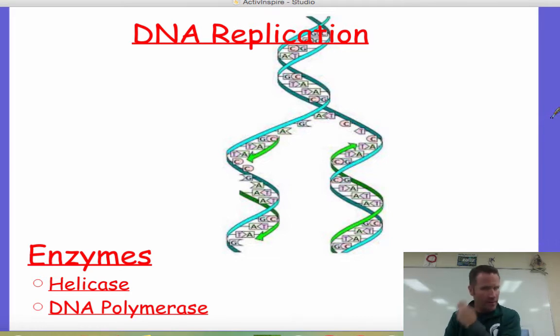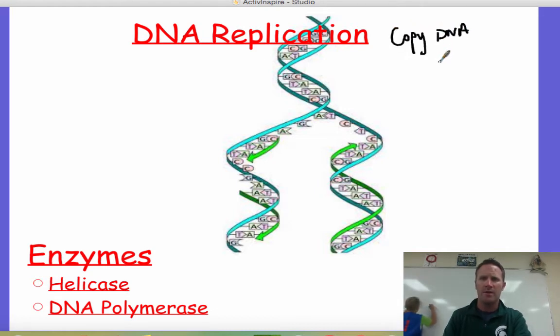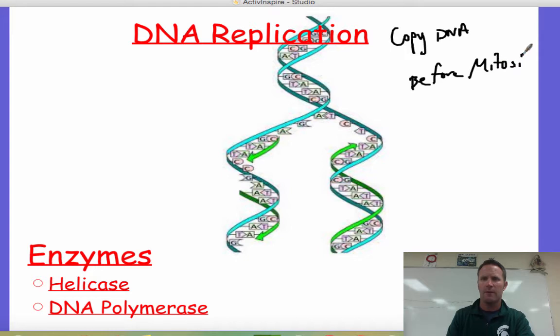Okay, the next topic is about DNA replication. So remember that DNA replication is when we copy our DNA. Right, so that's making a copy of your DNA. So DNA replication happens in your cells to your DNA when you need to reproduce. It happens before mitosis. Okay, it happens before mitosis.